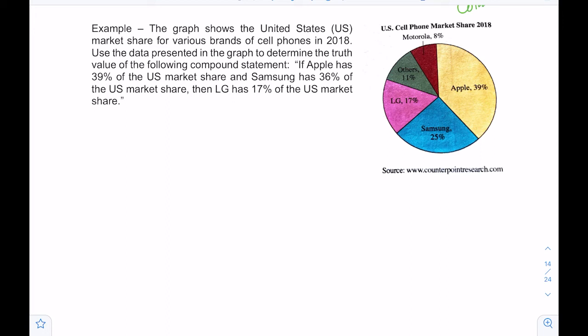If Apple has 39% of the US market share and Samsung has 36% of the US market share, then LG has 17% of the US market share. So we're going to let the first part of the sentence be P, which is Apple has 39% of the US market share.